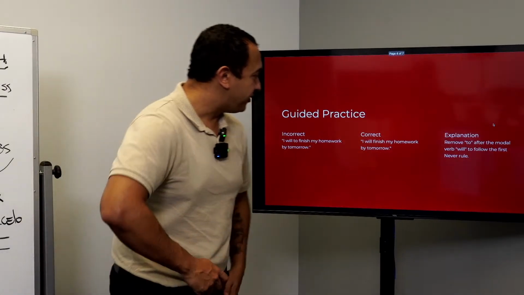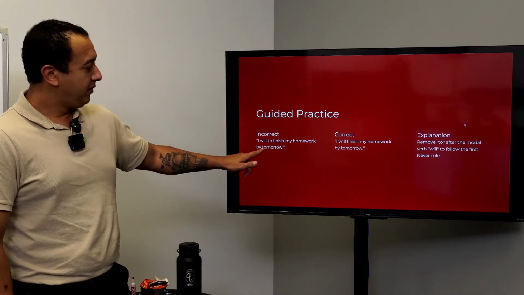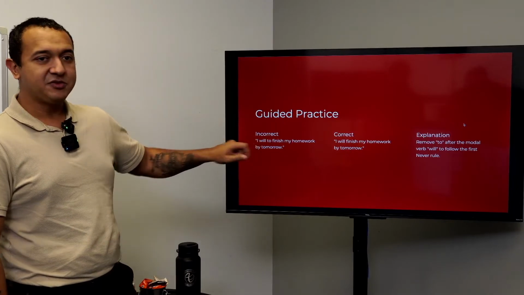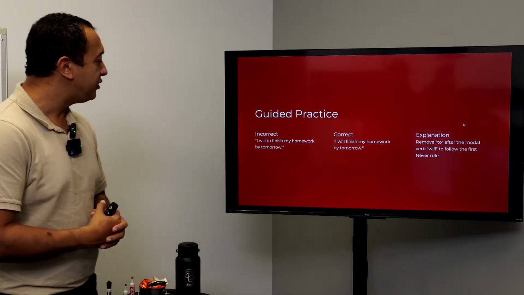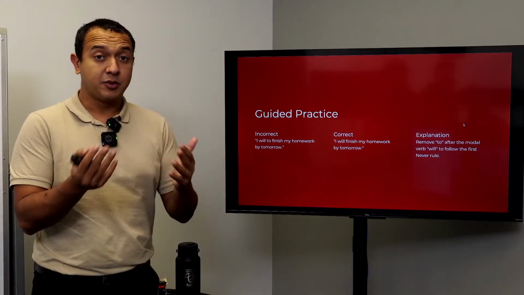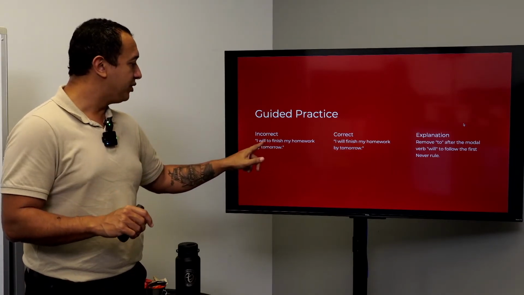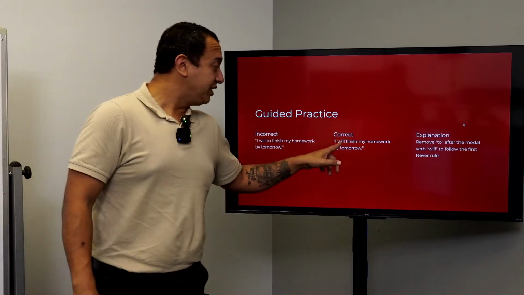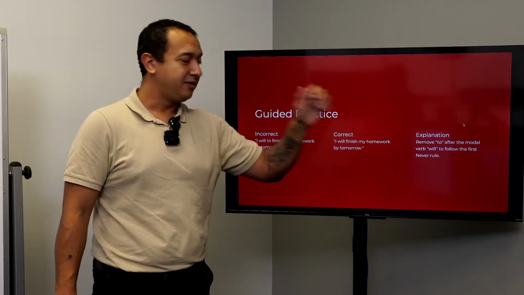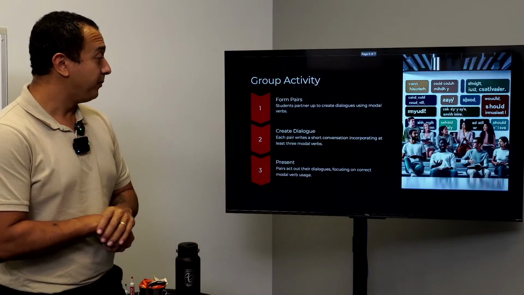Let's see if we have some practice here. For example, what is the problem here in this first sentence? It says, "I will to finish my homework by tomorrow." What is the problem? The problem is that I am using the particle to. This is not necessary with a modal verb, okay? Remember, never number one, never use to. The correct would be, "I will finish my homework by tomorrow," okay? Remove to after using the modal verb will.